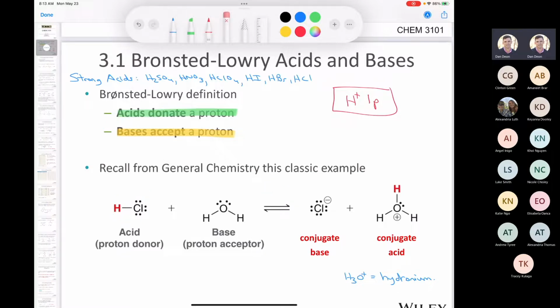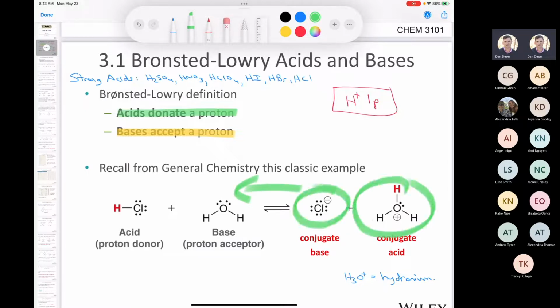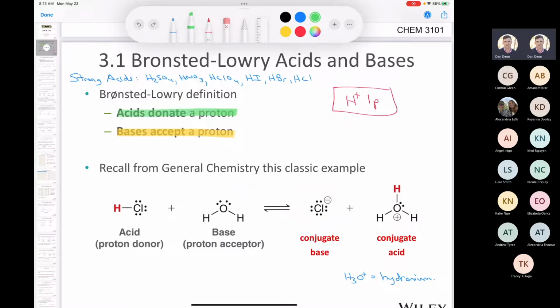Again, if you're ever struggling identifying the conjugate acid and conjugate base, just think about the reaction in reverse and ask yourself, what are these species doing? And you should be able to identify the conjugate acid and the conjugate base.